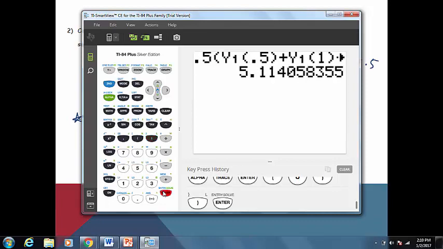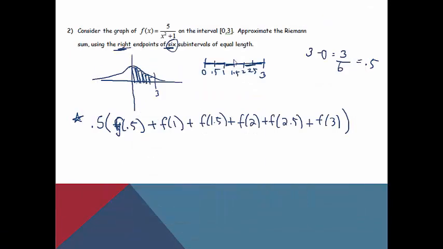And hopefully you got that as well, 5.114 as your answer. Now, a lot of people are going to forget to multiply by that 0.5, but if you put it in your calculator when you start, you don't have to worry about it. And hopefully I got the right answer. So if I did get a wrong answer, if I typed something in wrong, let me know the next day after we have watched this video.